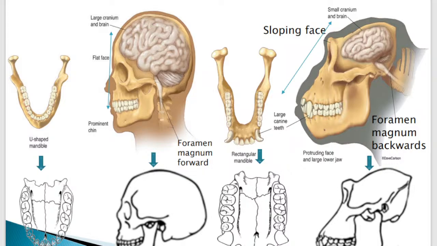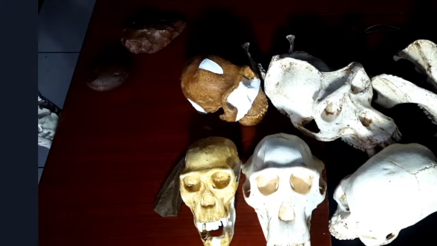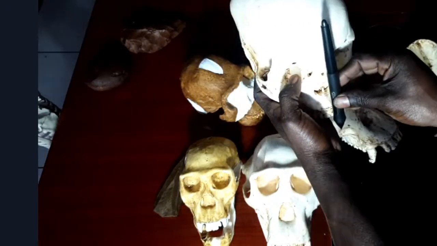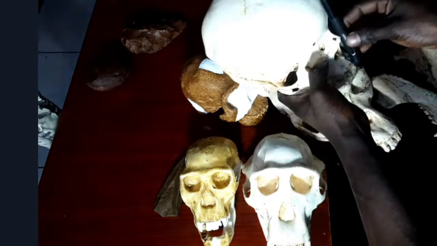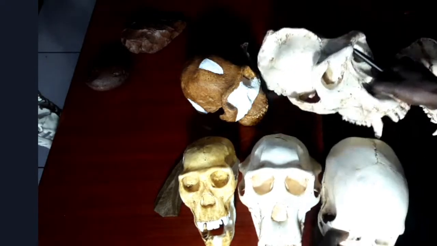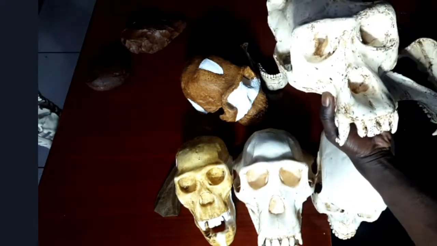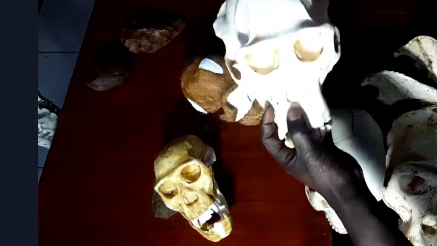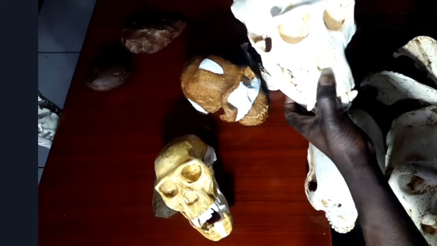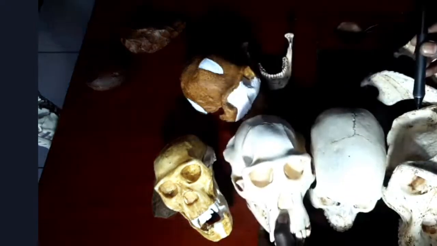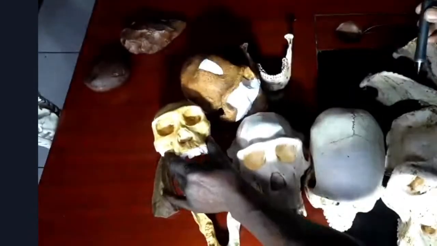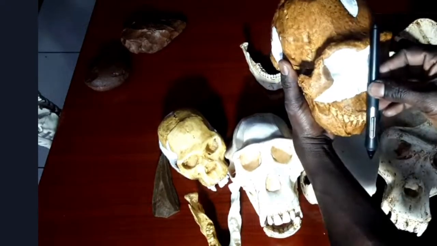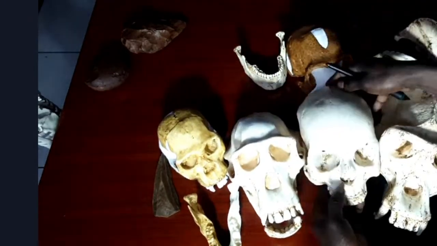So now, if you are talking about this, look at this skull. If you bring this pen, you see that it is not that slanting. It's flat. What about this? Bring this pen and check. It's sloping. That's what they mean, that it has a sloping face. But as we evolve from these primitive apes into modern humans, the slanting keeps on changing. Check Homo erectus, the slanting here is not as much. Why? Because Homo erectus is just next to humans.